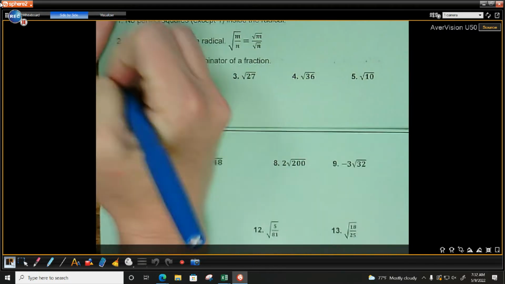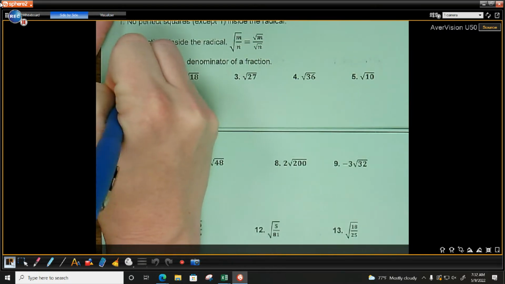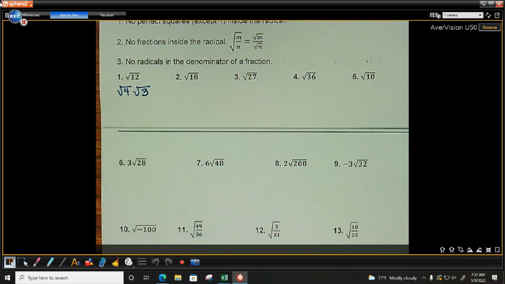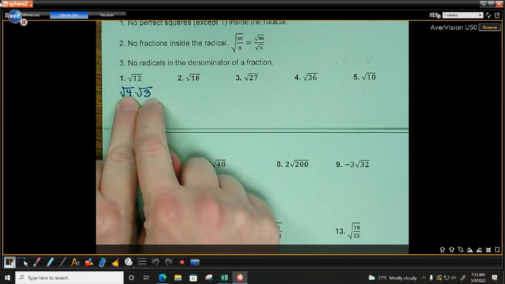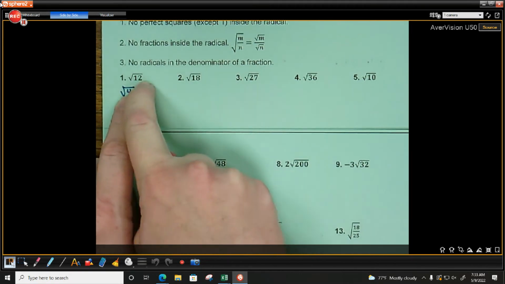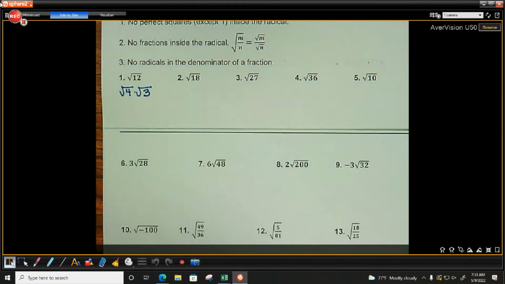So I'm going to break this up as the square root of 4 times the square root of 3. Always put your perfect square before the non-perfect square number. Okay? It's just going to help you write your answer correctly. Are we okay with how I split it up? What is 4 times 3? 12. That's what I started with, right? Okay, now we need to go one more step.